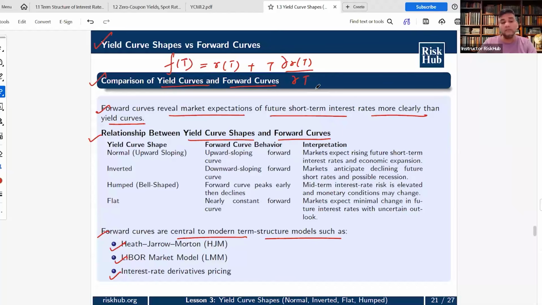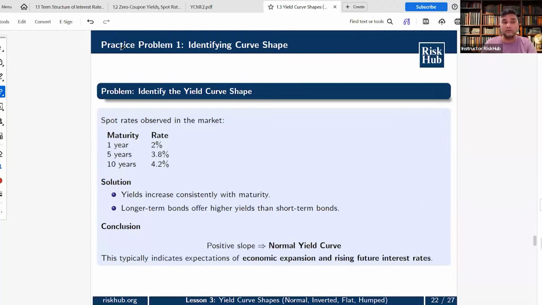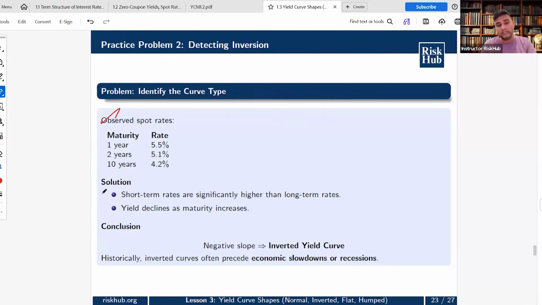Okay. Then we go into the next part, which is practice problems. Now, identifying the curve shape. Problem number 1: identify the yield curve shape. Maturities are given, rates are given, the solution is given, the conclusion is given. Go back and do it, guys. Everything has been explained. Similarly, problem number 2: again, observe the rates given.